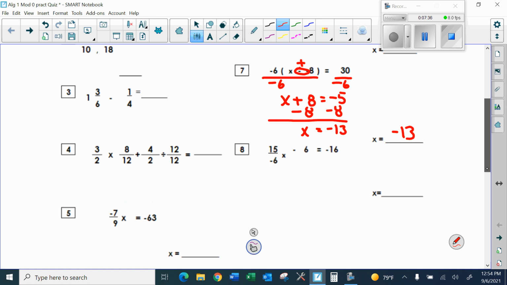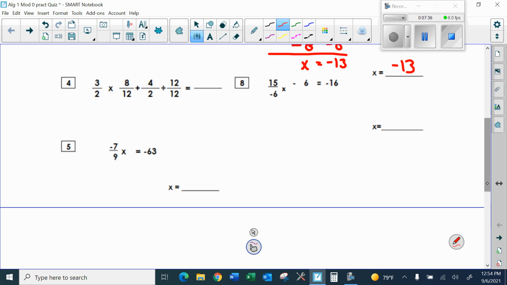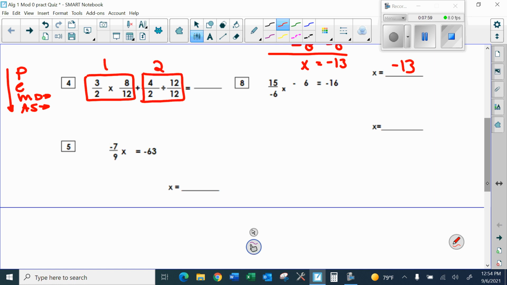Number 4. We have PEMDAS, order of operations. So since these are all numbers, we're going down in PEMDAS. Reverse PEMDAS is for solving for x. So if you do any multiplication and division left to right, so I do that multiplication, I do that division, first, second, and lastly, I do the addition. Addition's at the bottom. Okay, so those are my order, and I'm going to do those in right there. And now your PEMDAS.